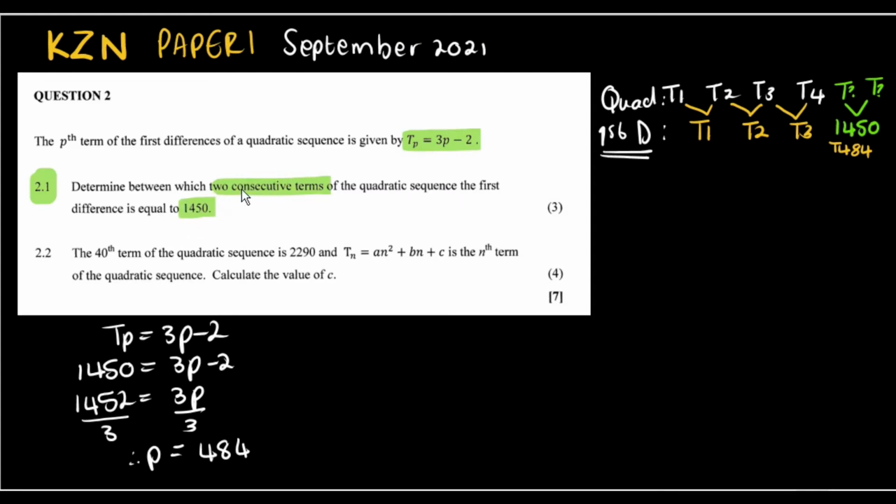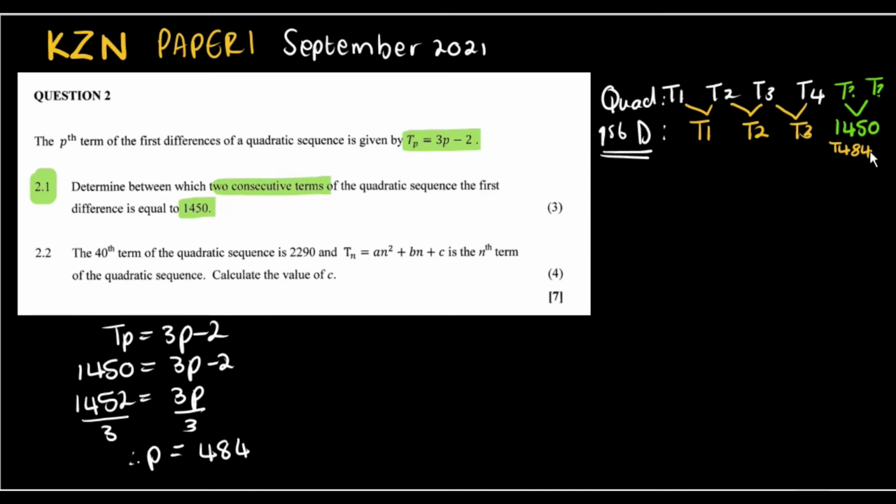So they want to know between which two consecutive terms of this sequence, the quadratic part. So to be able to understand this, just look at the pattern that is going on here. If we want T1 of the first difference, we find T1 by saying term 2 minus term 1. That gives us term 1. And then if we want term 2, we find this by saying term 3 minus term 2, and that gives us term 2. And again, if we want term 3, we find this by saying term 4 minus term 3, and it will give us term 3.